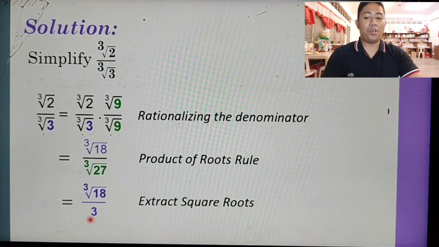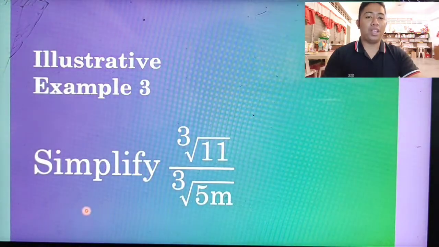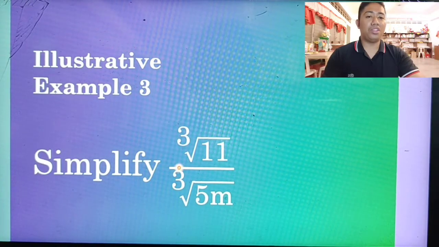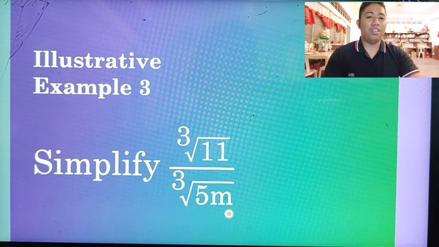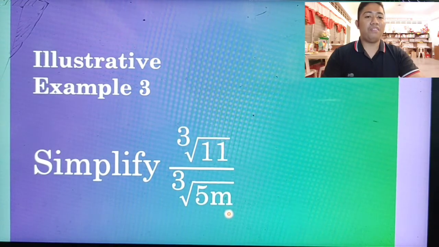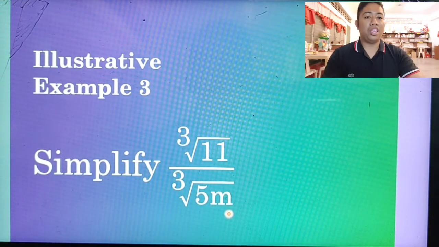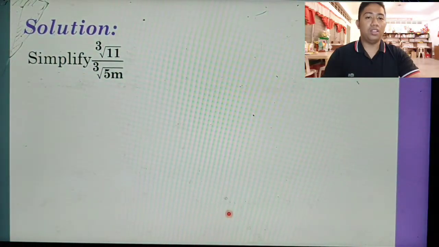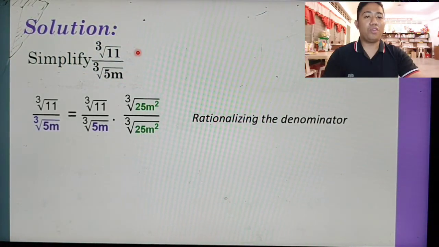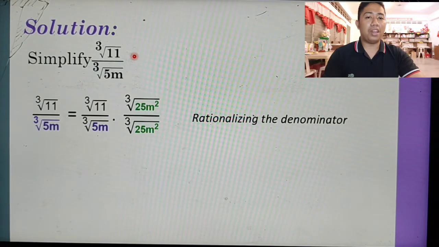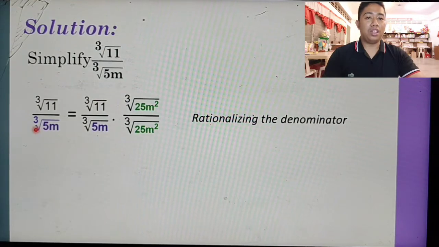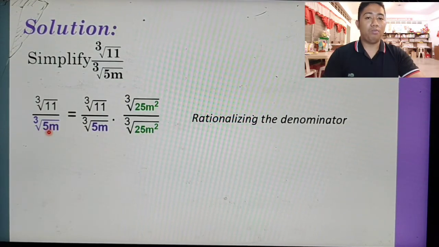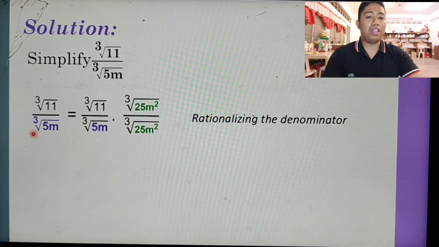So let's move on to our next illustrative example. How will you simplify the cube root of 11 all over the cube root of 5m? To simplify this kind of radical expression, here is the solution. Same thing to do, you are going to rationalize the denominator. The denominator is the cube root of 5m.